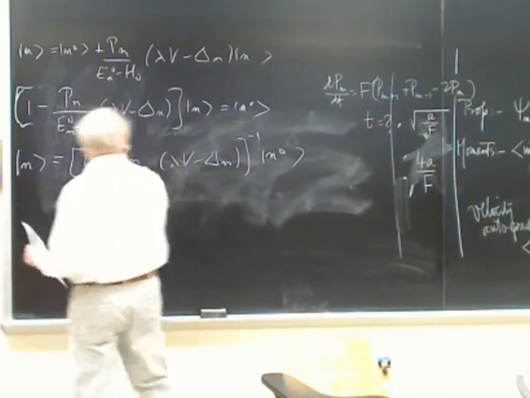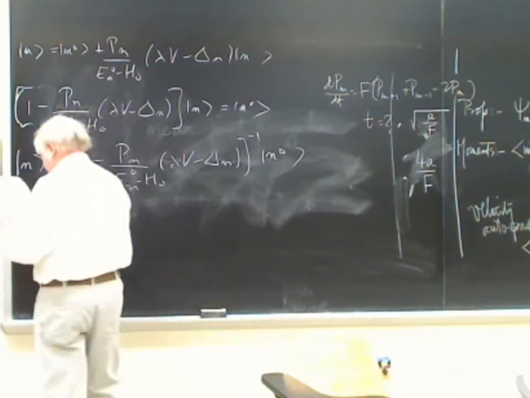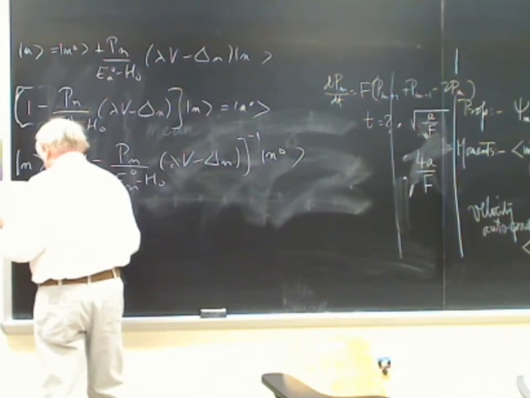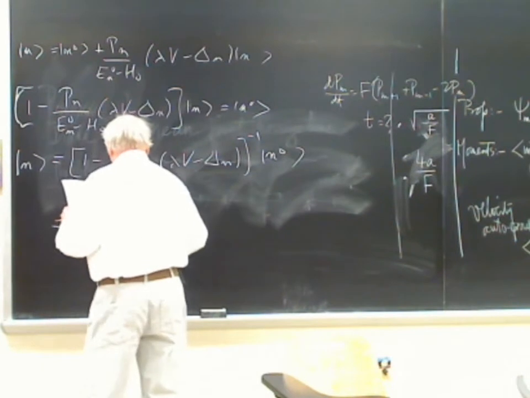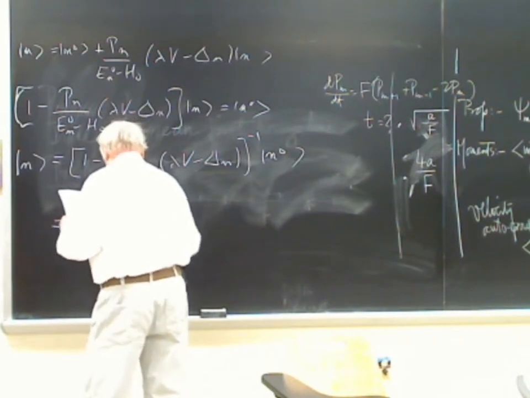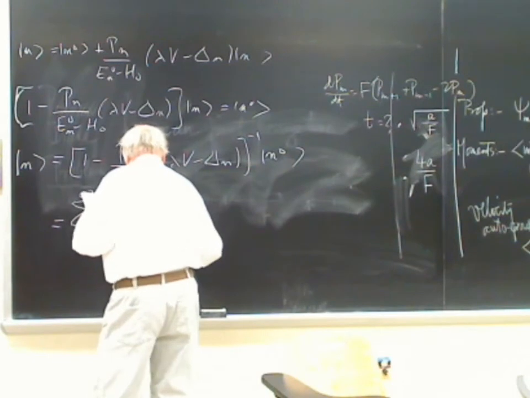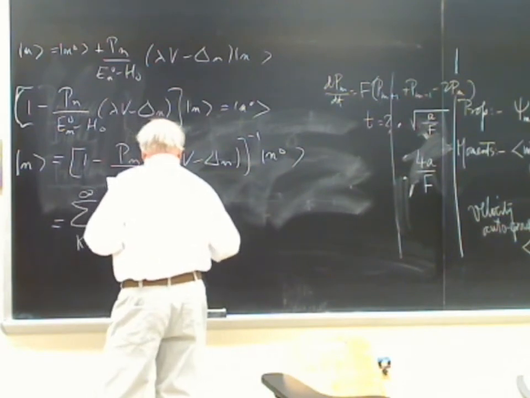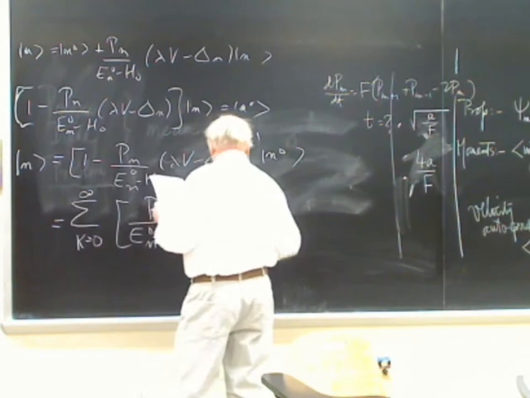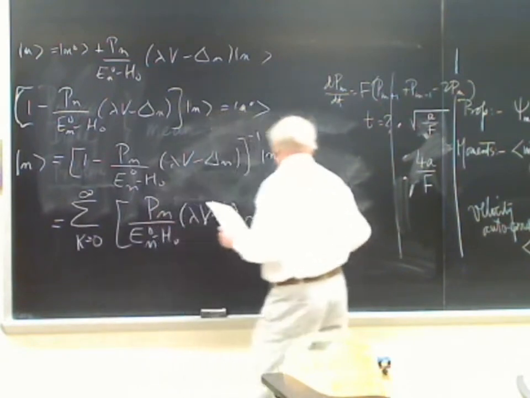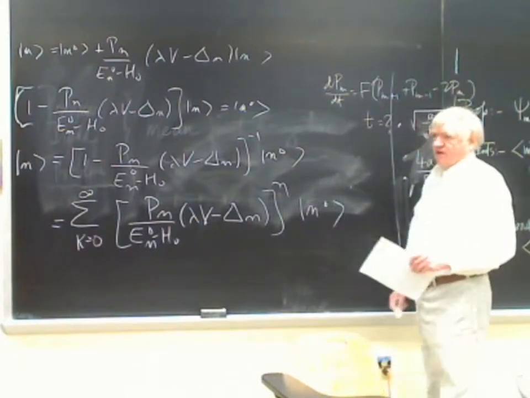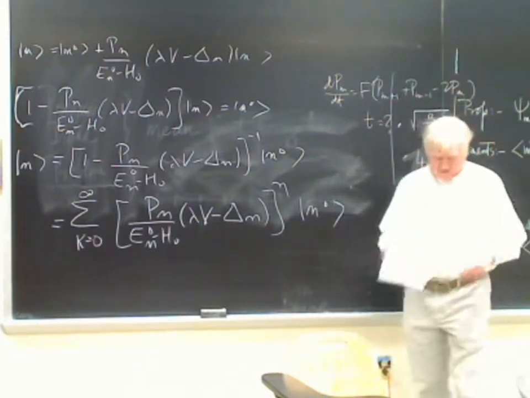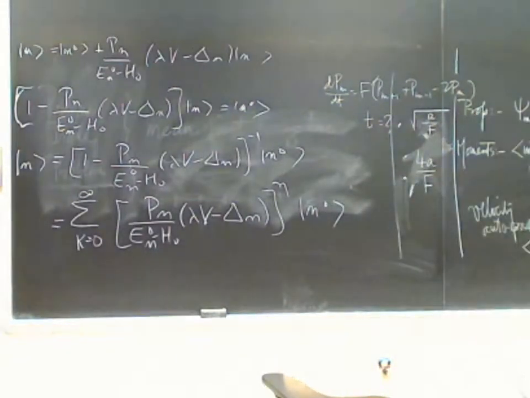And the inverse of something like this is just a sum k equals 0 to infinity of Pn over En0 minus H0, lambda b minus delta n, to the kth power, n0. So this gives you a formal expression for the unnormalized exact eigenstate of the Hamiltonian. Okay, that's that. Any questions?